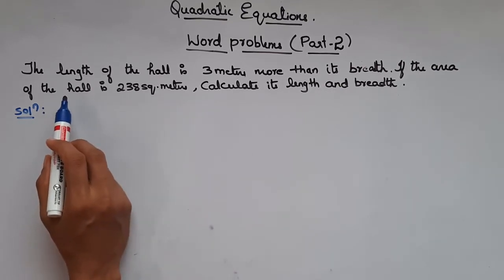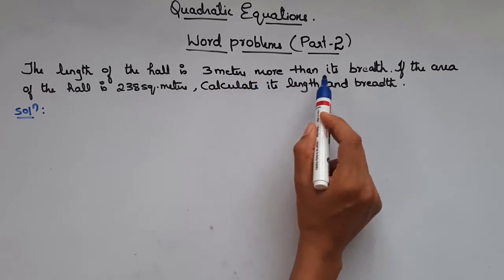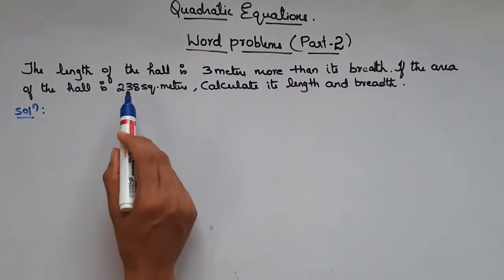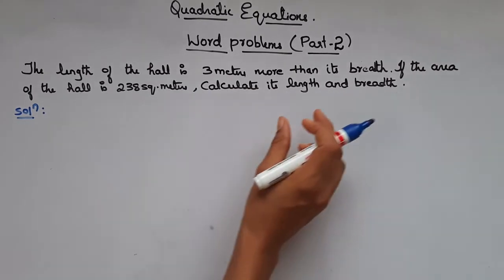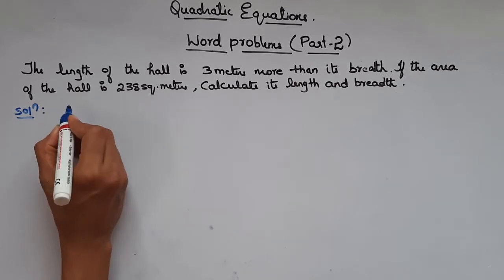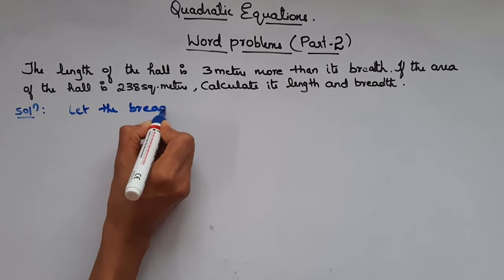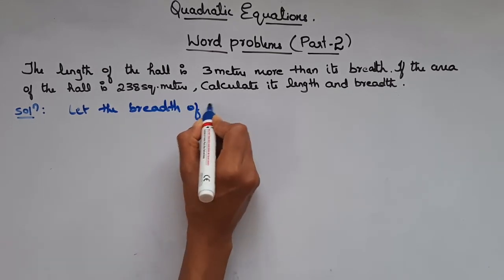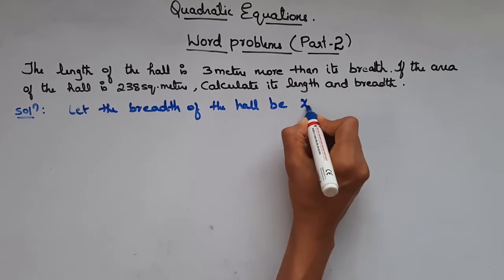Now let's see this problem. Here it says the length of the hall is 3 meters more than its breadth. If the area of the hall is 238 square meters, calculate its length and breadth. They have asked us to calculate the length and breadth of the hall. So first, let the breadth of the hall be x meters.